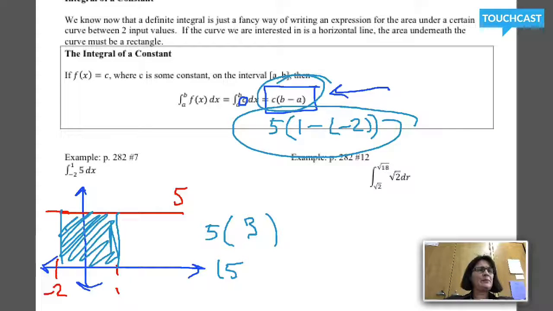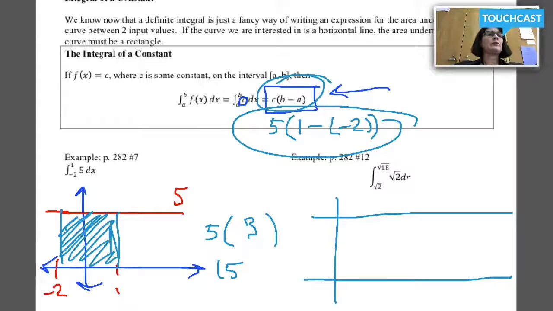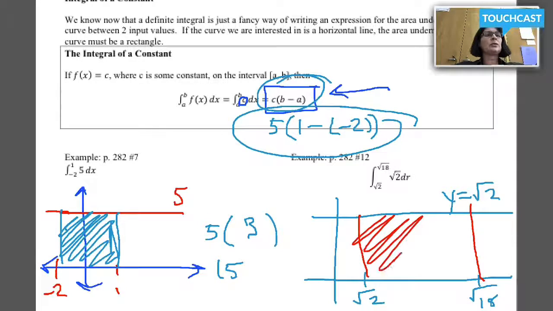So this second example is kind of the same thing. It's just slightly more interesting numbers. If I want to integrate radical 2 from radical 2 to radical 18, here's my picture. I have a constant function, y equals radical 2. And I want the area between radical 2 and radical 18. I can get a different color here. What kind of shape have I made? Imagine those lines are straight.